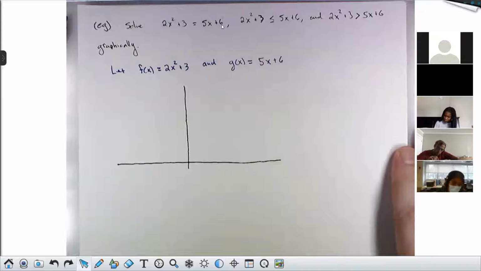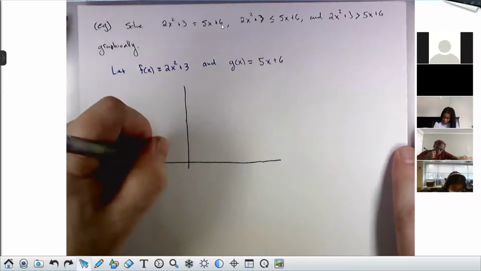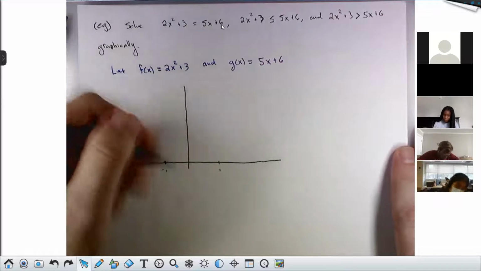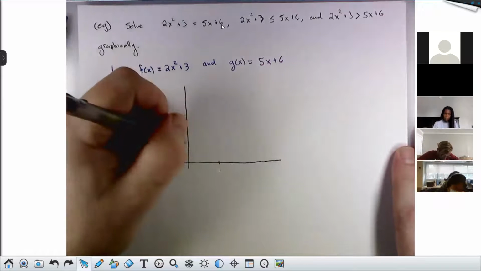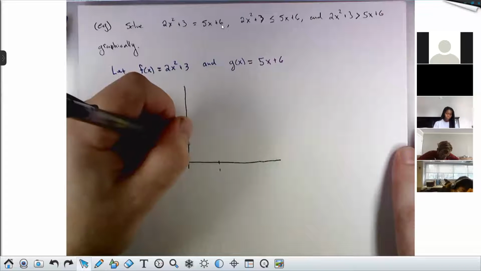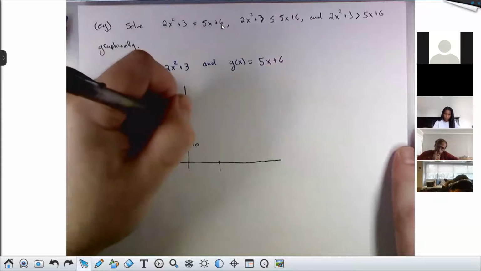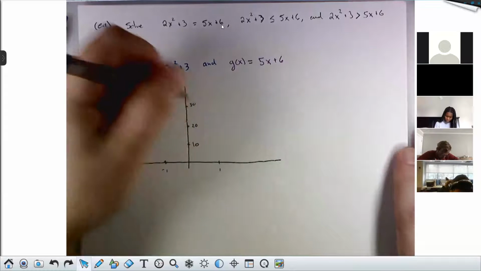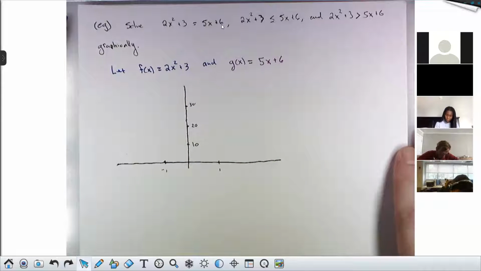All right. So I'm going to mark this as -1. I'm going to mark this as +1. And I'm going to use a slightly larger scale on the y-axis. It's like 10, 20, 30, and so on, because these both go pretty quick.